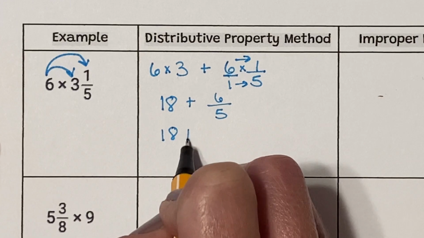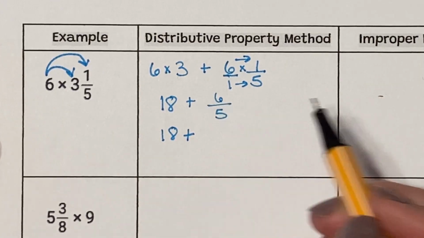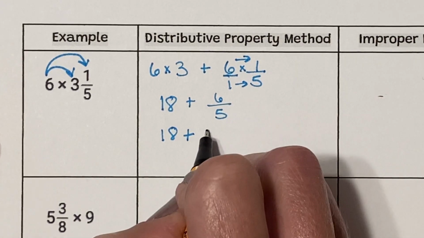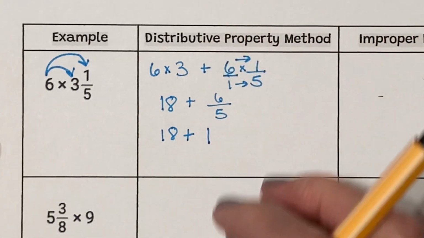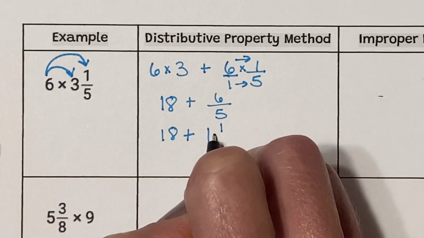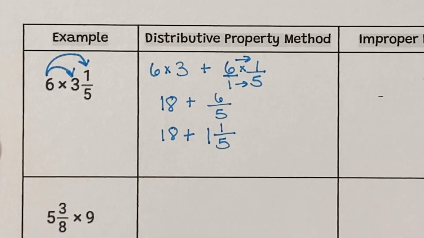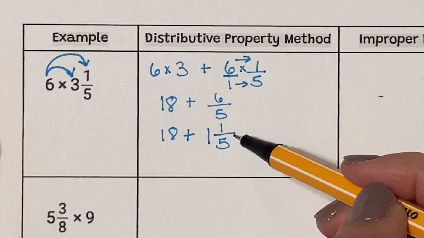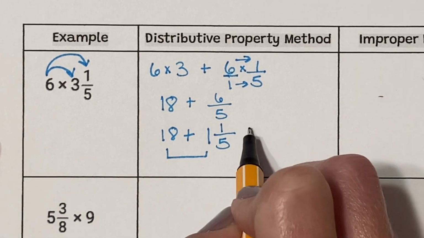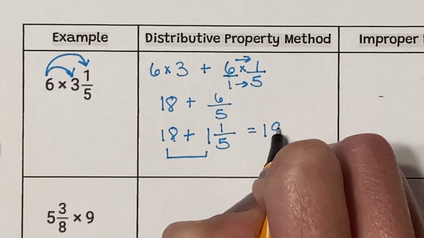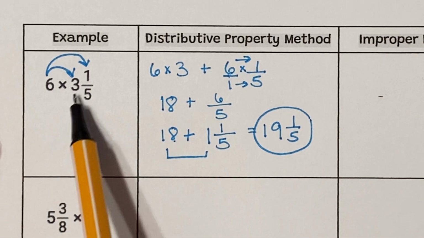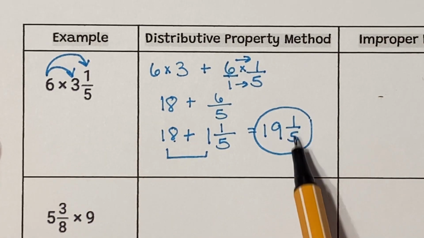I need to change this back into a mixed number so that I can add my numbers together. I still have that 18. Changing this into a mixed number, well, let's see, how many times does 5 go into 6? Well, it goes in one whole time. And if I take out one group of 5 from 6, I have 1 left over, because 6 minus 5 is 1. And then my denominator stays the same. So 6/5 is the same as 1 1/5. Okay? Last step, I am going to add my whole amounts. 18 plus 1 is 19, and then my 1/5 just stays the same. So 6 times 3 1/5 is 19 1/5.